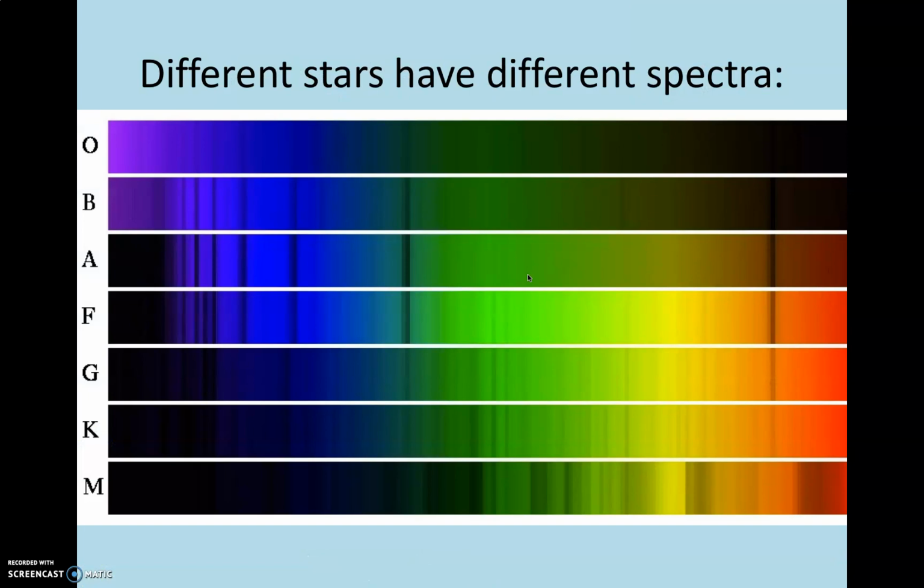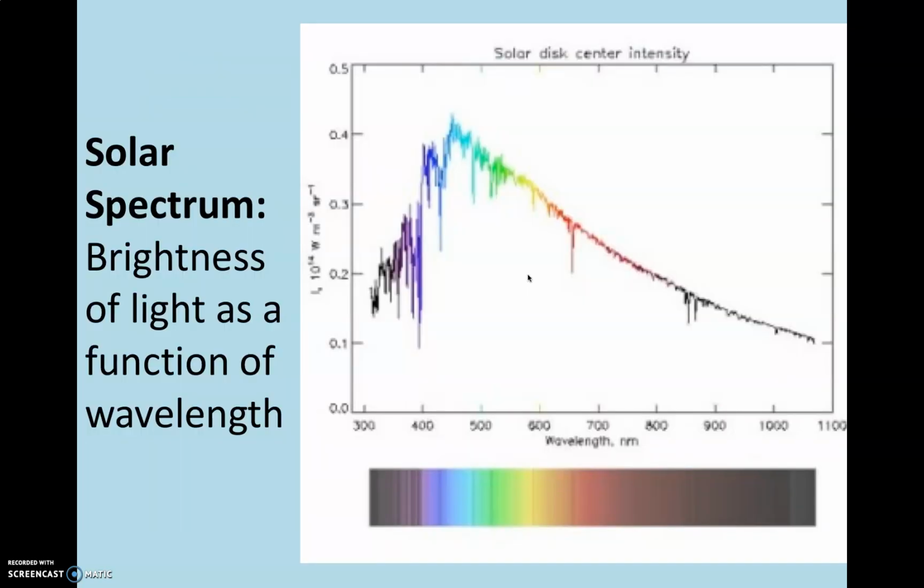So different stars have different spectra. You can see some different stars here. These are actually the 7 different classes of stars. And they all have some subtle differences. You notice probably some similarities. But we're going to be thinking today about what these differences tell us about the stars.